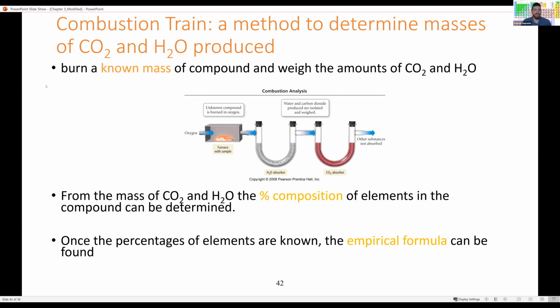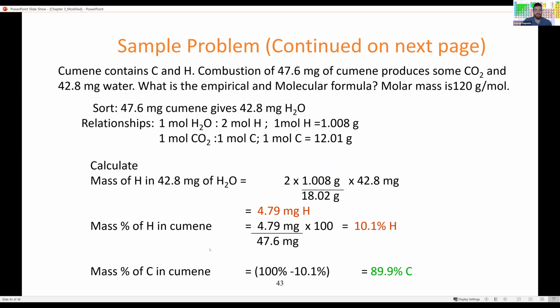So you can figure out the empirical formula, like I mentioned, but let's just do an example. You have cumin, some organic compound. It contains hydrogen and carbon, right? It combusts. You have 47.6 milligrams of cumin, which produces some CO2 (they don't tell you how much) and 42.8 milligrams of water. What is the empirical formula and molecular formula? And it tells you the molar mass of the compound is 120.